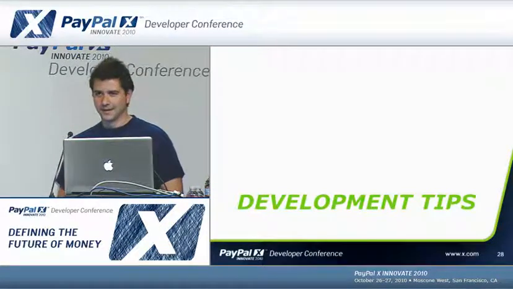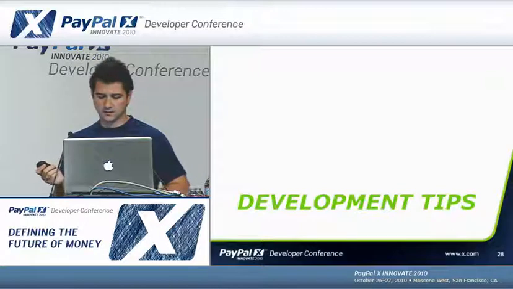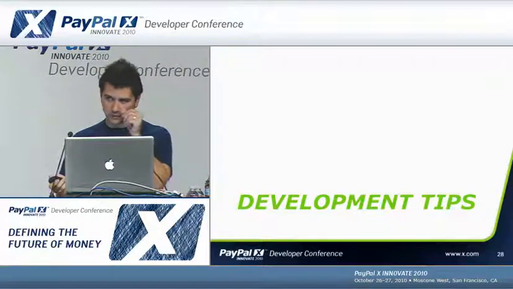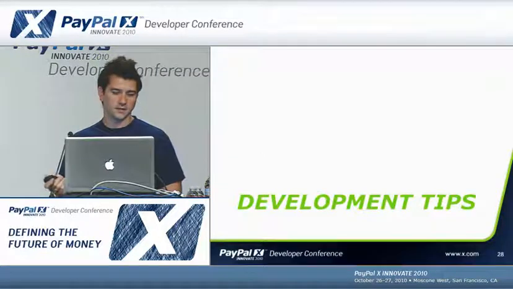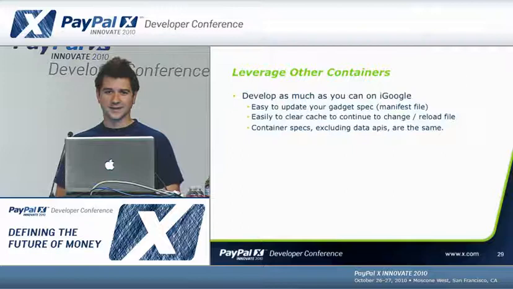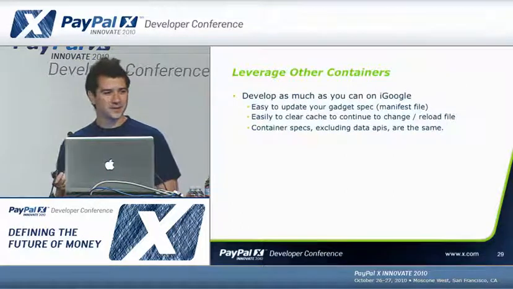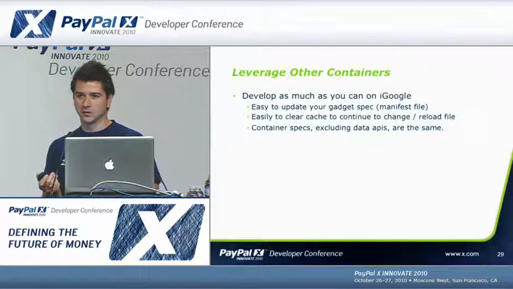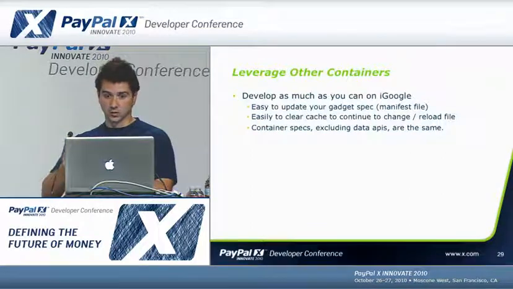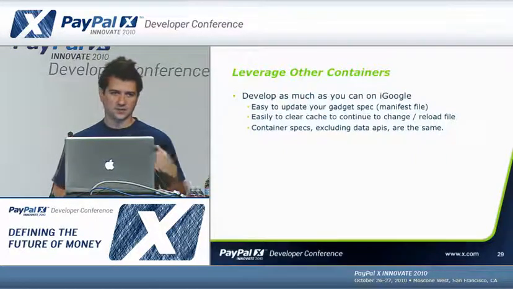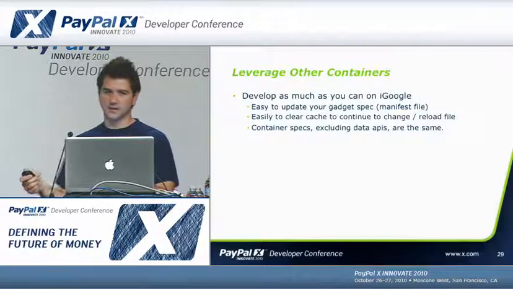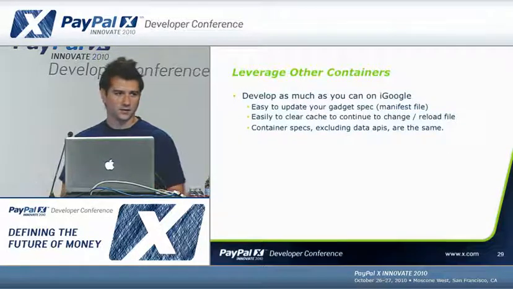Cool. All right. So that was all of the code piece. I wanted to go through a couple things that would probably be helpful if you're going to start building OpenSocial gadgets. One is I would leverage iGoogle, because iGoogle has a lot of really great tools. The OpenSocial spec is the same on iGoogle as in PayPal if you're not using the data specific piece. What's nice about it is that you have very quick round trip development cycles on iGoogle. So we built up most of our stuff, and then eventually we took it and put it into the actual PayPal container.